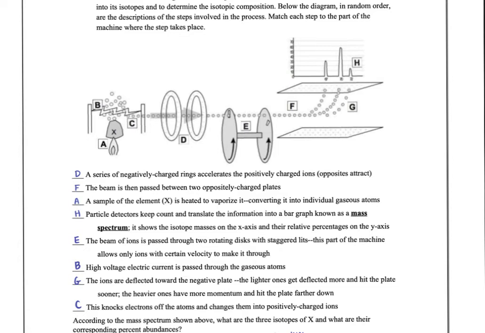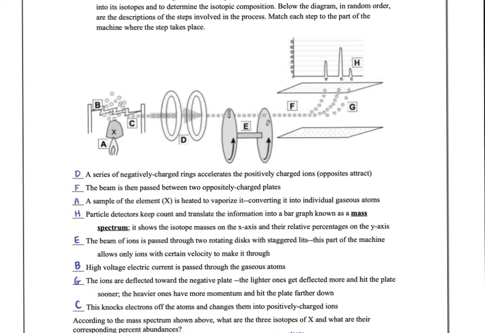The lighter ones, so the ones that came from the lighter isotopes, get deflected more and hit the plate sooner. So the lighter ones take a sharper turn because it's easier for them to turn towards the negative. And the heavier ones have more momentum, and so they hit the plate farther down. So they are slowly, boom, boom, boom, boom, boom, deflected towards the plate.